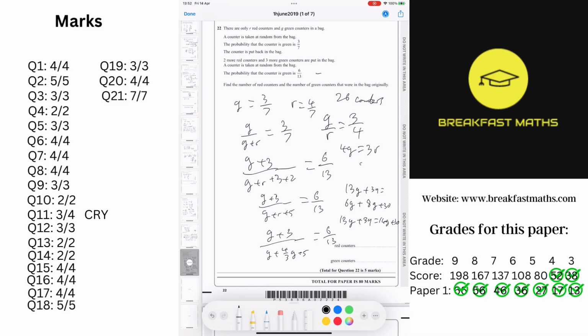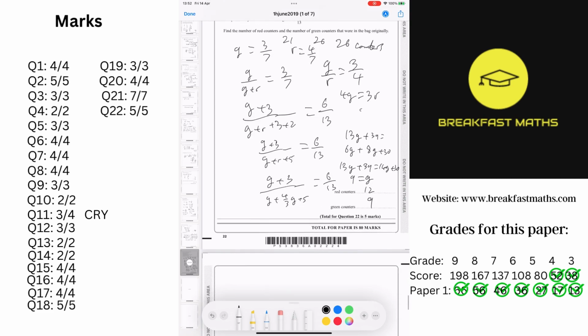Okay, so I can see that as 9 equals G. So I think we're going to have 9 green counters, and then R is 4, divide that by 3 times by 4, we get 12, and that gave us 21 counters at the start, and then 26. Yeah, I think that's all good.